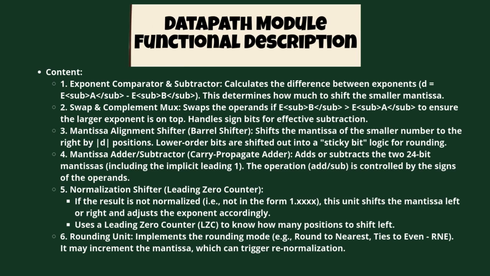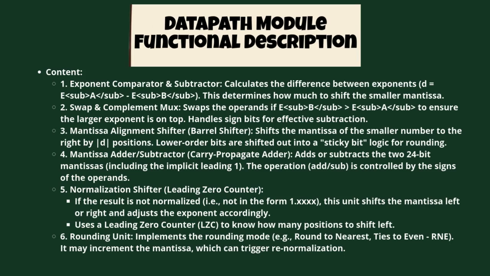Mantissa adder or subtractor. A 24-bit adder performs addition or subtraction based on operand signs. Normalization shifter. After addition, the result may need left or right shifting. A leading zero counter detects how many left shifts are needed. Rounding unit. The RNE, round to nearest even, rounding rule is applied. If rounding overflows, normalization may occur again. The control unit determines when to swap operands, when to complement signs, and whether to add or subtract.